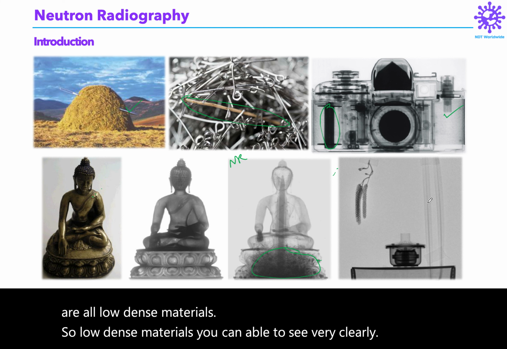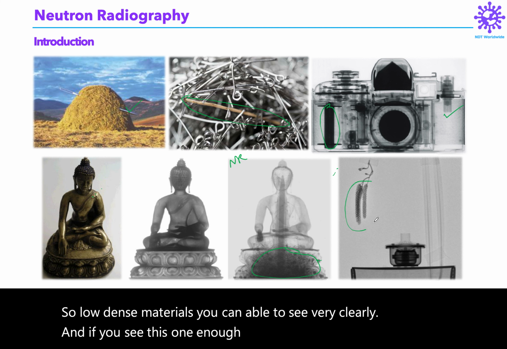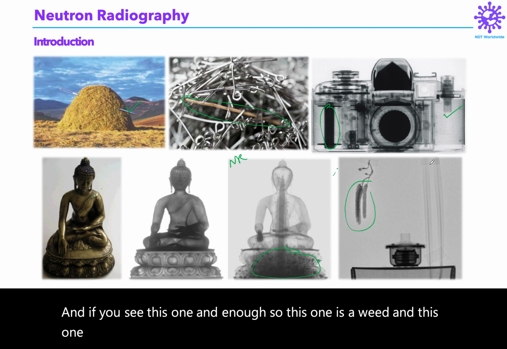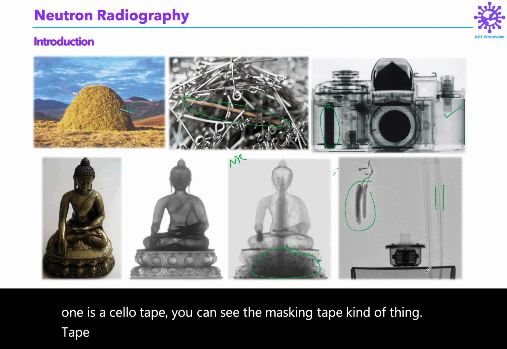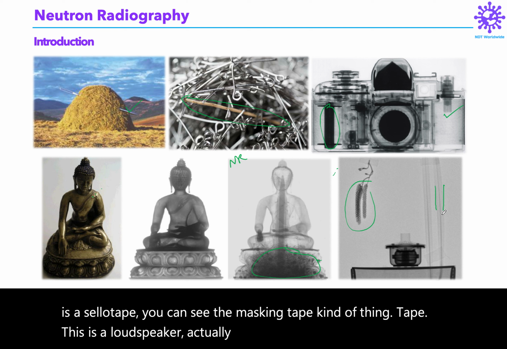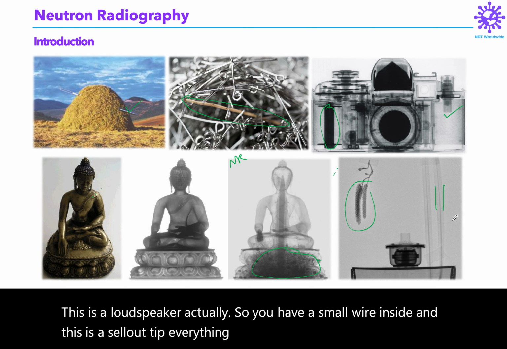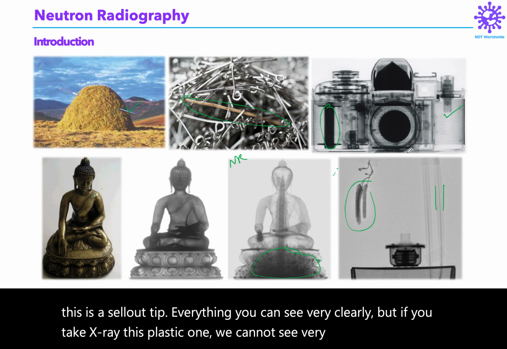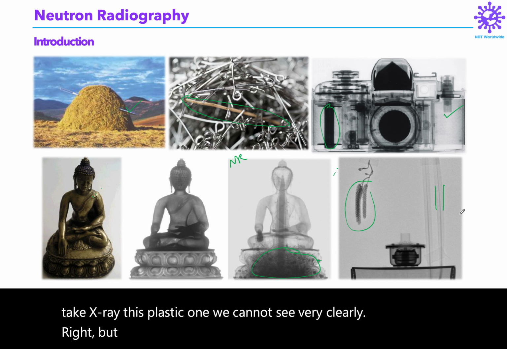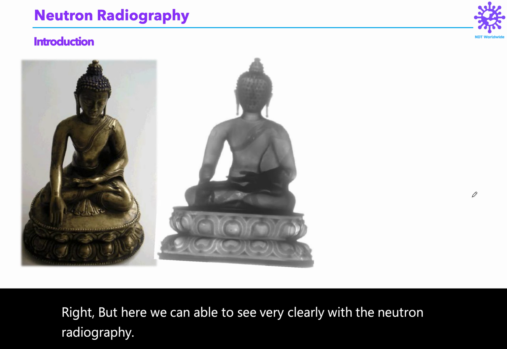And if you see this one in NR, this one is a weed and this one is cello tape. You can see the masking tape kind of thing. This is a loudspeaker actually, so you have a small wire inside, and this is a cello tape. Everything you can see very clearly. But if you take X-ray, this plastic we cannot see very clearly, right? But here we are able to see very clearly with neutron radiography.